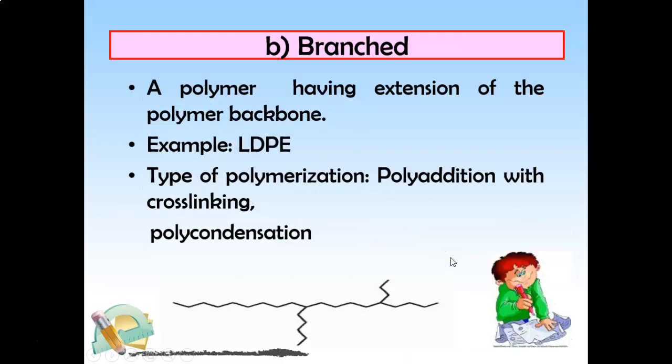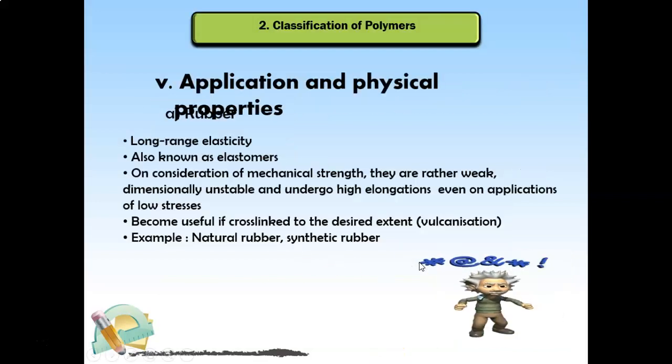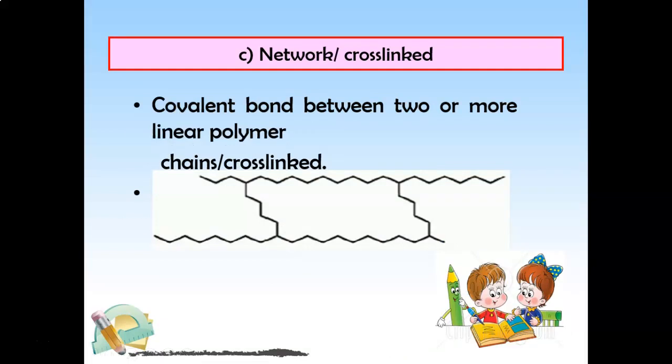A branched polymer is a polymer having extensions of the polymer backbone. An example is low-density polyethylene. The types of polymerization are polyaddition with cross-linking and also polycondensation. A network polymer, or cross-linked polymer, has covalent bonds between two or more linear polymer chains, which is called cross-linking.